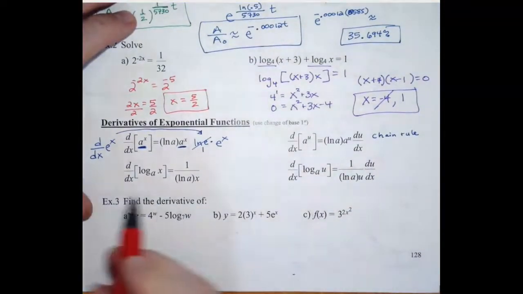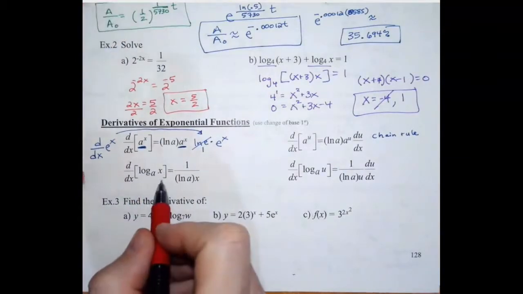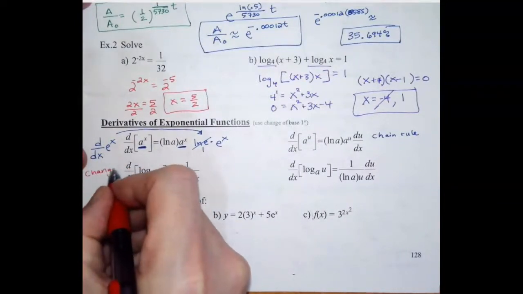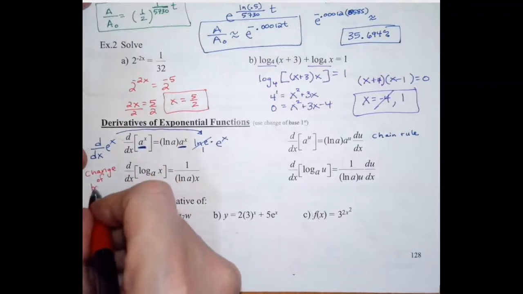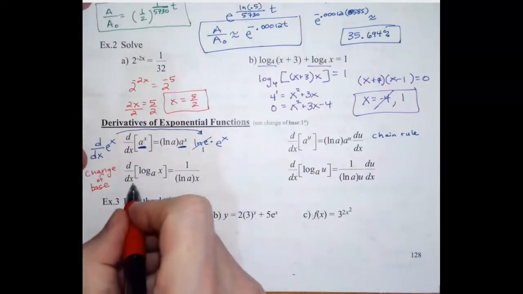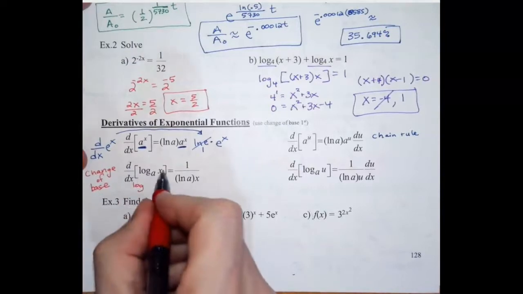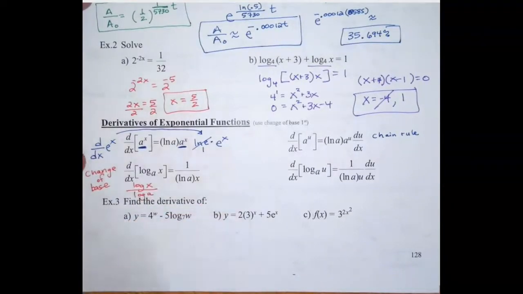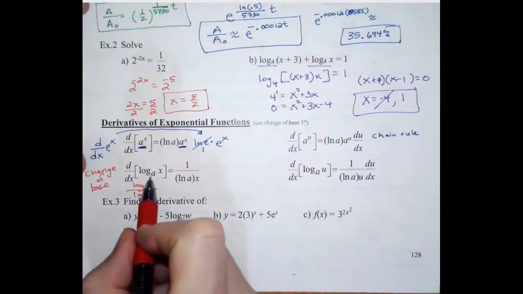Okay, now this one hopefully is not too bad. What I want to think about here is the change of base. The change of base rule says that you take the log of the thing that's higher over here. x is higher than a, so the log of x over the log of a. And if you look at that, the log of a is going to be a constant because they're going to give you the base.